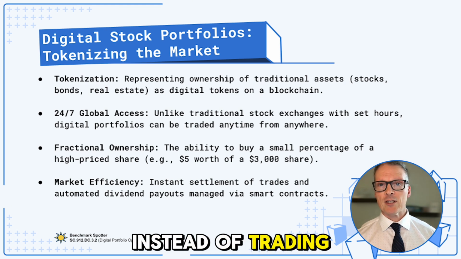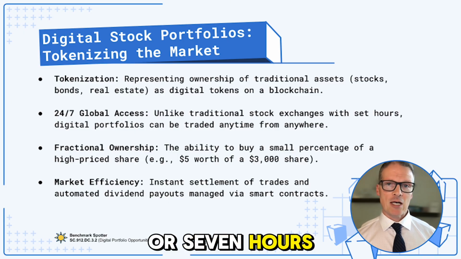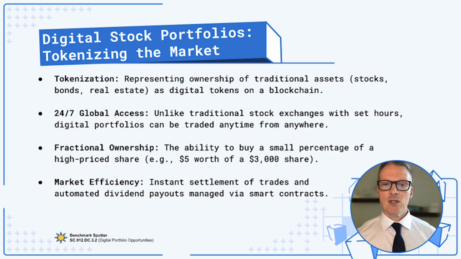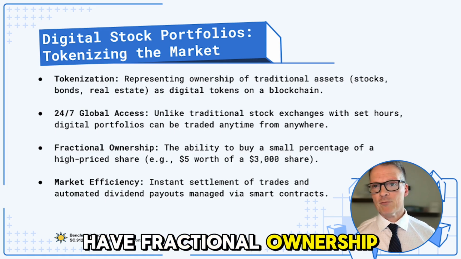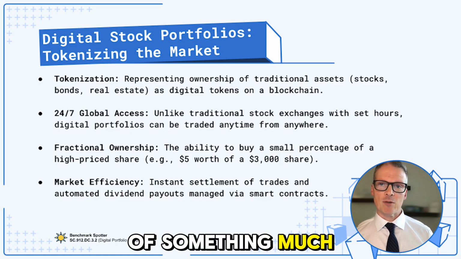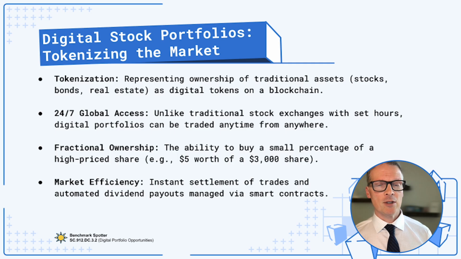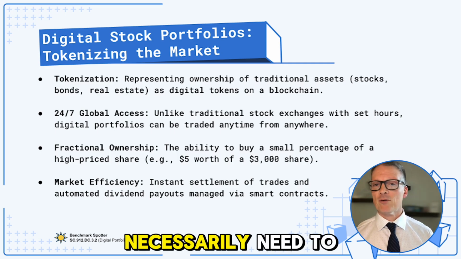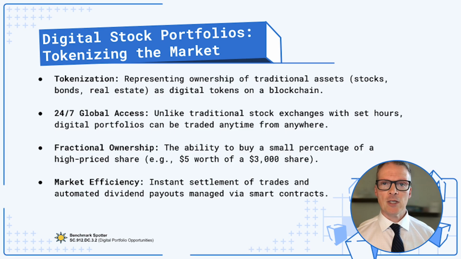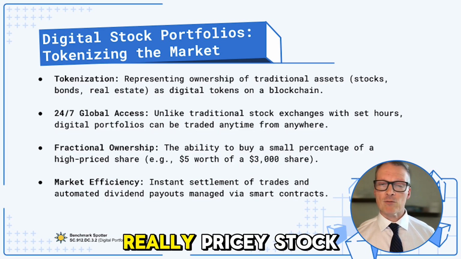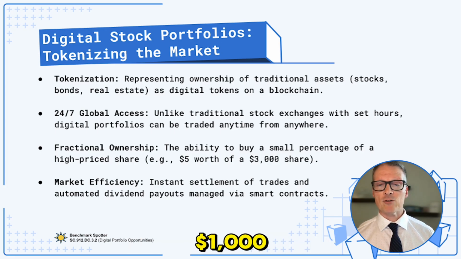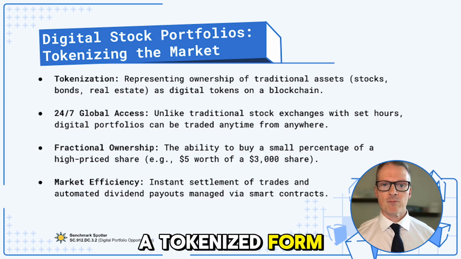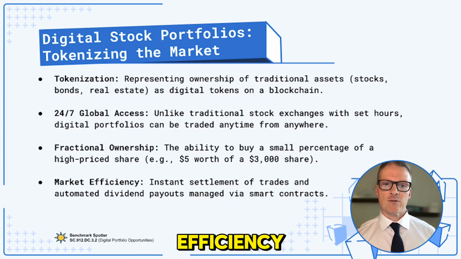You have 24/7 global access, for instance. So instead of trading just maybe 6 or 7 hours a day, 5 days a week, now trading can happen all the time. You can also have fractional ownership, where you just own a part of something much bigger, like in the case of Bitcoin, where you can own a tenth or 1/100th of a Bitcoin, and you don't necessarily need to own an entire Bitcoin. The same can be said for a stock. If it's a really pricey stock that maybe costs $1,000, you could own a tenth of that stock in a tokenized form. And this allows for greater market efficiency.